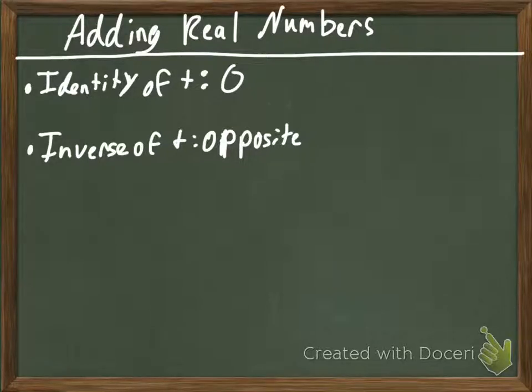Okay, now we're going to start to get into some properties of real numbers. And just to start off with, I'll tell you that the identity of addition is 0, and the inverse of addition is the opposite. So remember these definitions, they'll make a little bit more sense in a second.